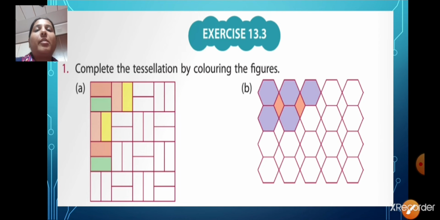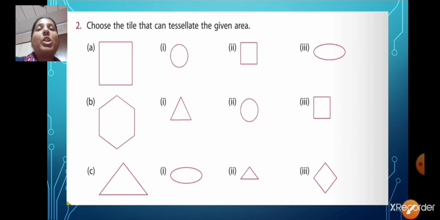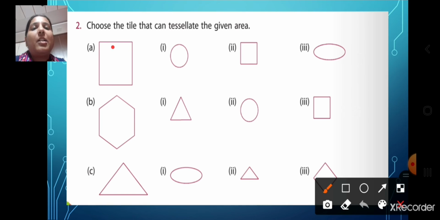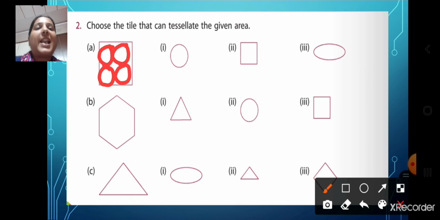Now we'll move to the next question. Question number 2 is: choose the tile that can tessellate the given area. Here you can see a bigger shape, this is a square. Can you tell me which tile will tessellate this square? If we use this circle, for example, it will be somehow like this, and there would be space in between these circles. So this will not tessellate. Whereas if we use this square, it would be like this.